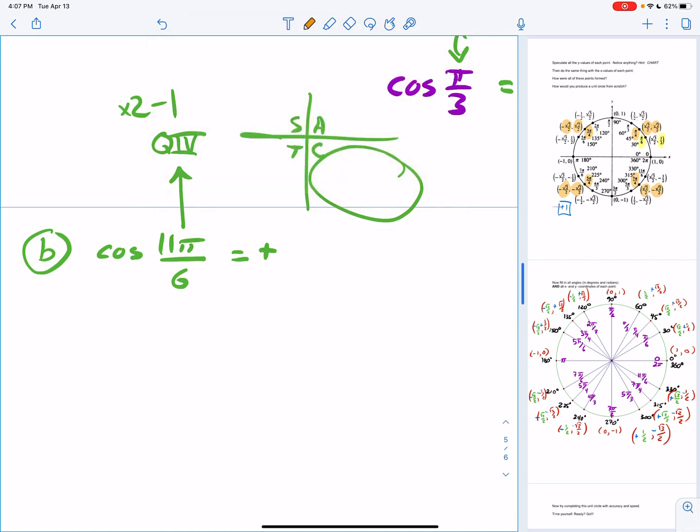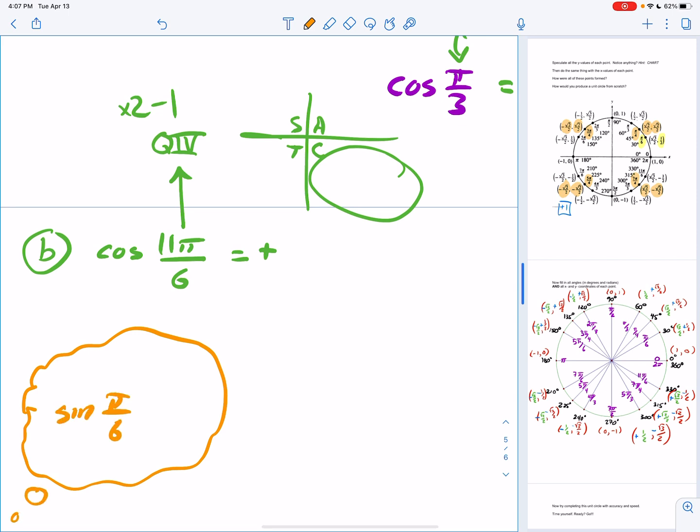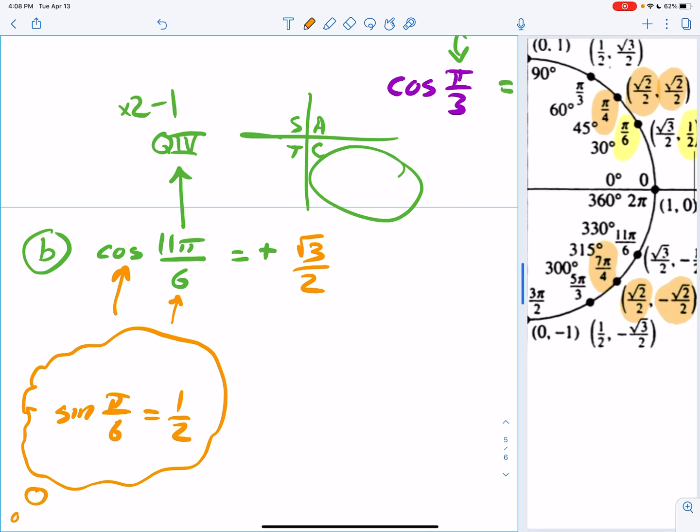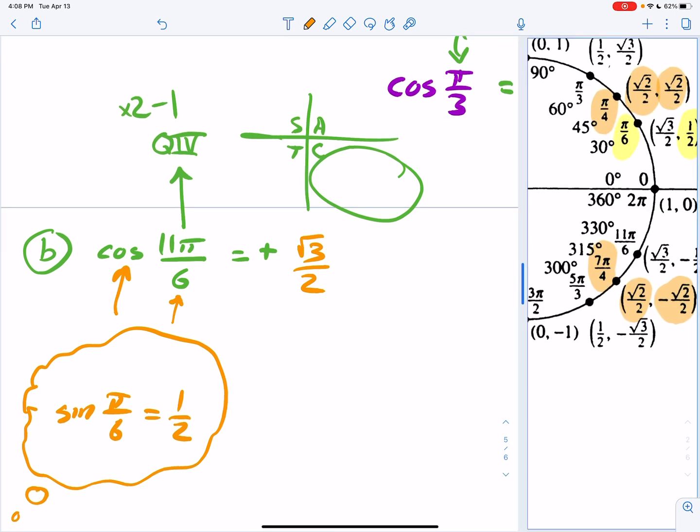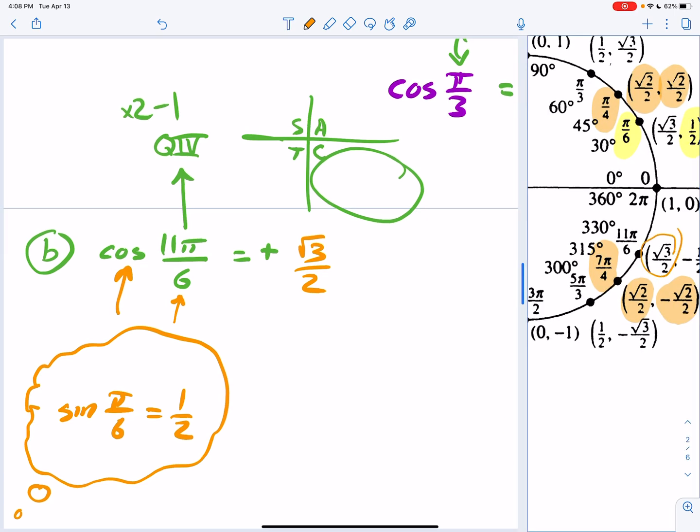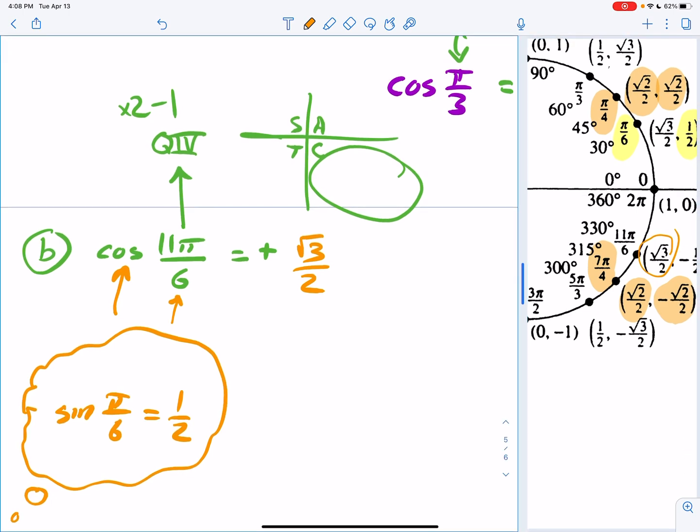The only one that I need to know in my mind, I'll draw a little bubble here. I remember that the sine of pi over 6 is 1/2. Since this is the cosine of something over 6, I know it can't be the same as 1/2. It has to be the other one. It has to be rad 3 over 2. And check it out. Cosine at 11 pi over 6 is rad 3 over 2.